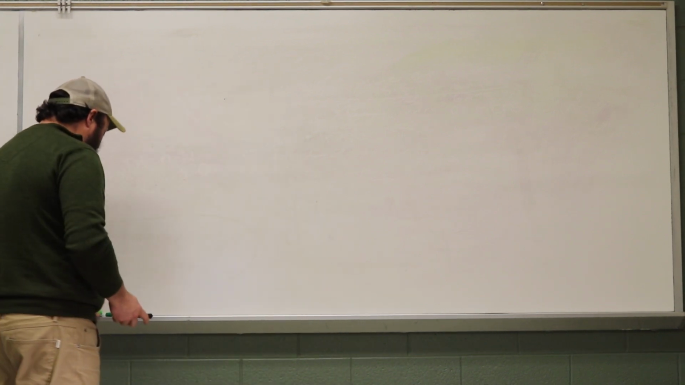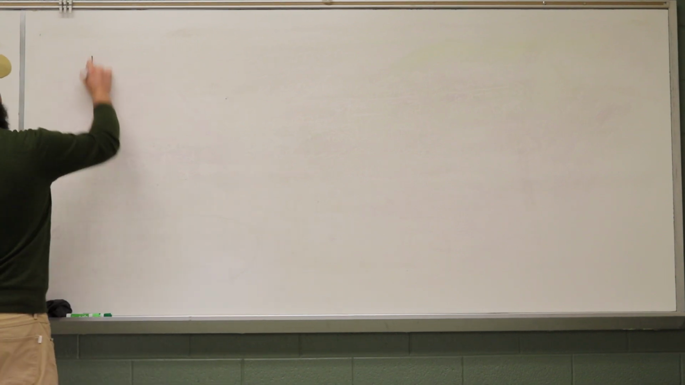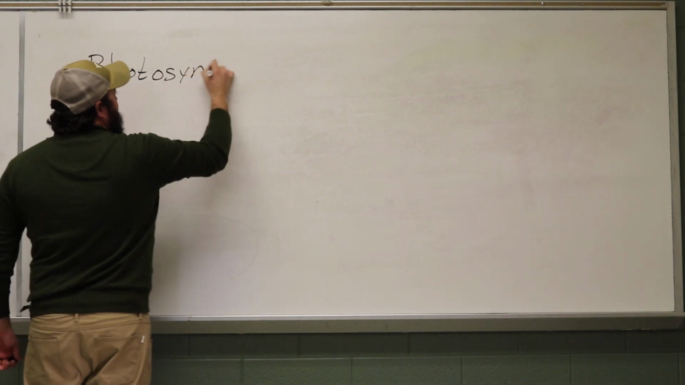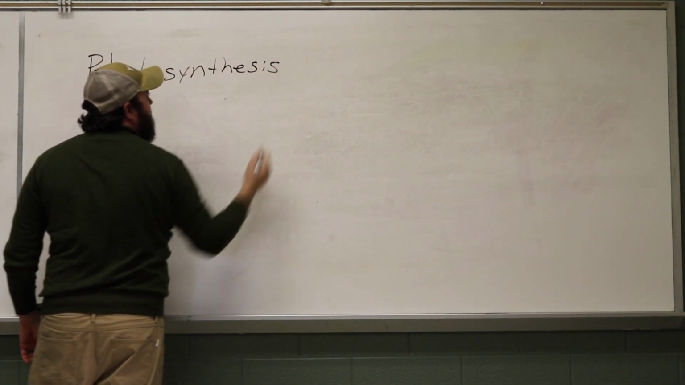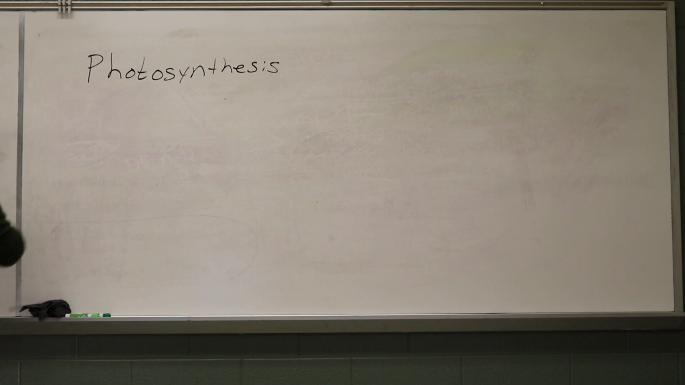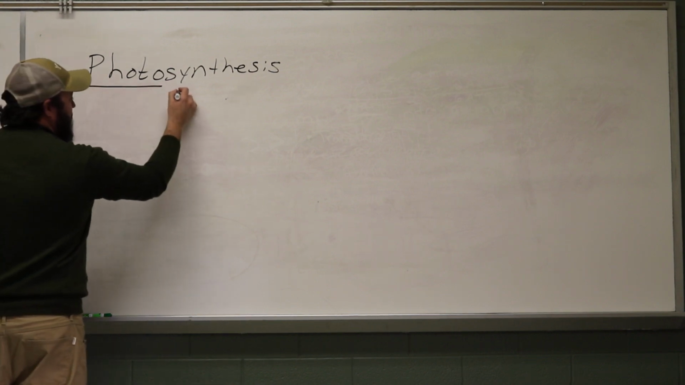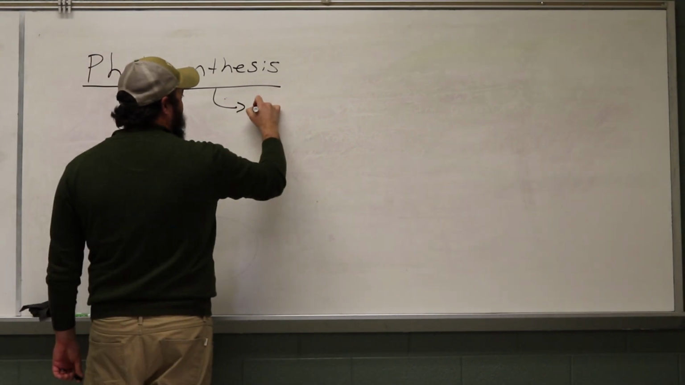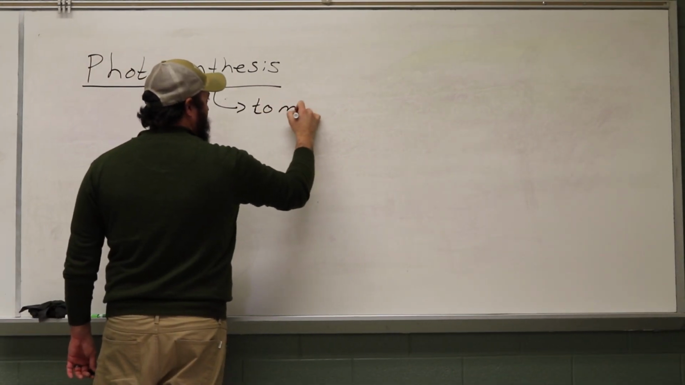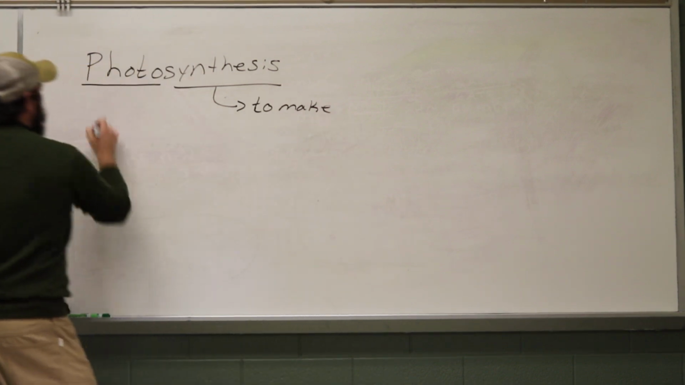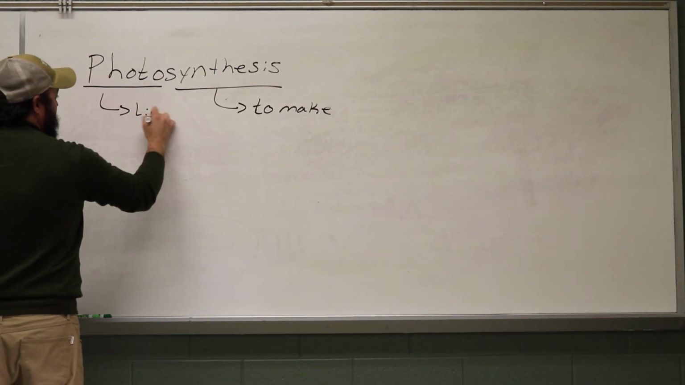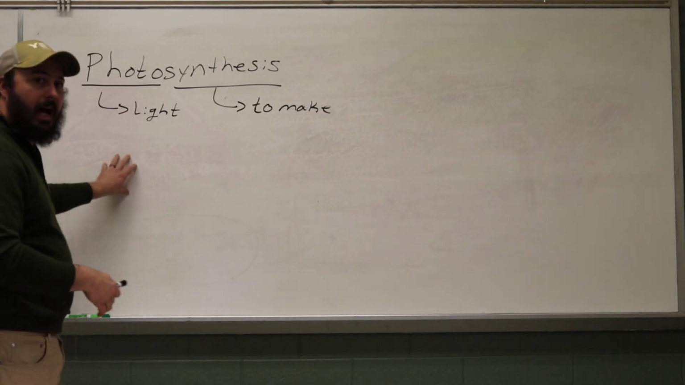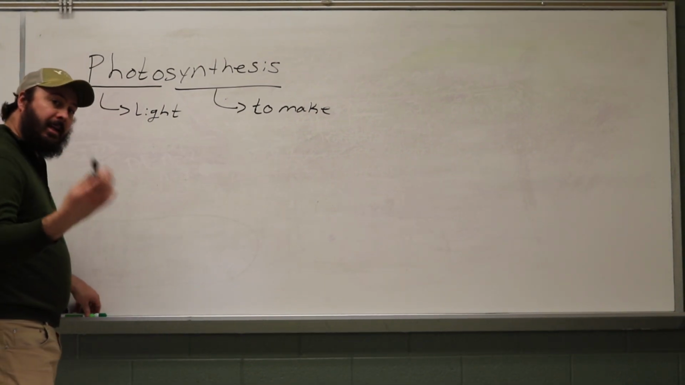So we're going to start out with photosynthesis, okay? It's probably best to start out with the definition. It is a compound word, so you have photo and synthesis. Synthesis, to synthesize, is to make. So we're making something here. And photo means light. So what photosynthesis is, we're making something with light. So what are we making with light?